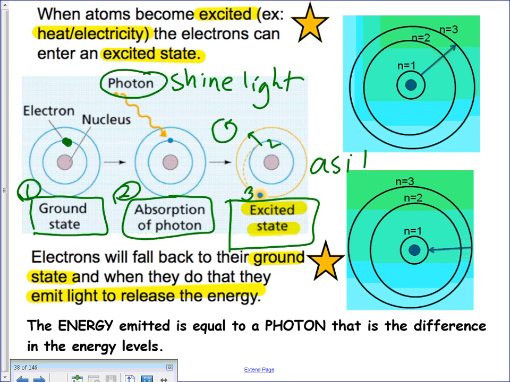So as it goes back to ground, as it grounds, I'm going to say it like that, it's going to release that extra energy, and that's when we can see it. We can see it release energy as light. So as they fall back down, they emit light to release energy. That's a very important phrase if you need to write that down as well.